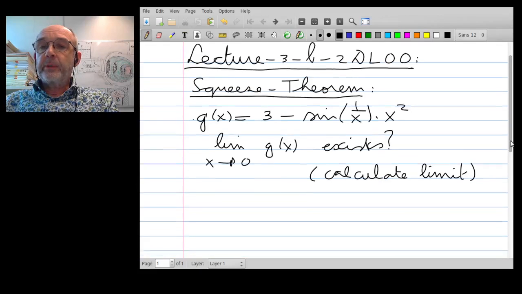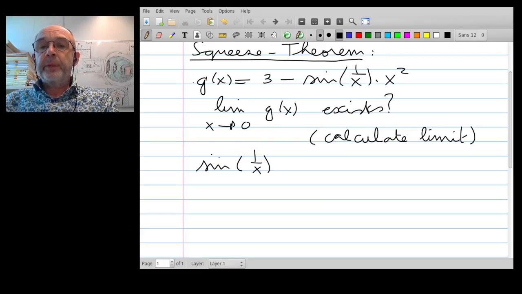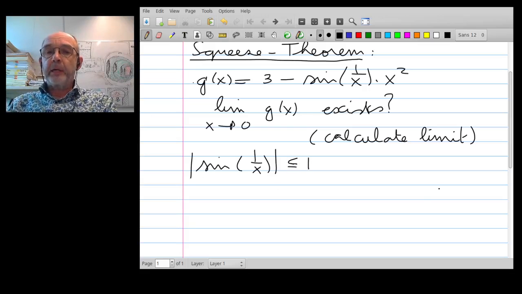Now, what can I do? First of all, I look at that function and I see the sine of 1 divided by x, and I know that for every value you fill in of the sine, you always get a value less or equal to 1. So that function is bounded, and near 0 it goes very often between -1 and 1, but maybe that doesn't matter. We know that the absolute value is less or equal to 1, so that's okay.